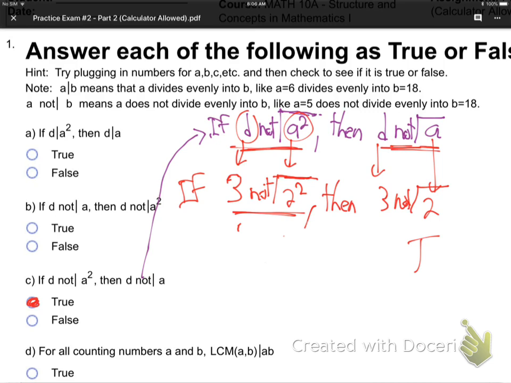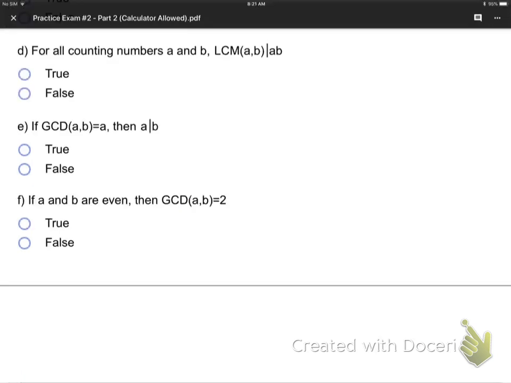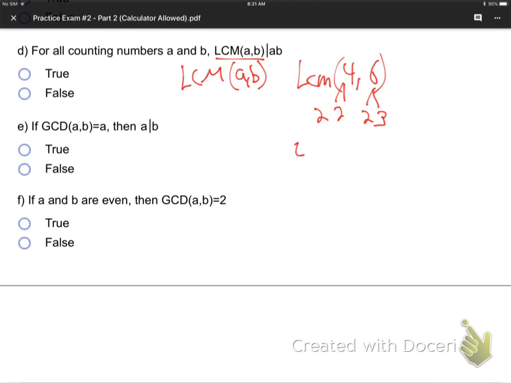So I'm going to go on to D. Now for D, we're talking about the LCM. I think we've got to be super clear, first off, what the LCM is. What's the LCM of two numbers, the LCM of A and B? Let's say they ask, what's the LCM of 4 and 6? Well, you break the 4 down, 2 times 2, and the 6 down, 2 times 3. Then you write 4 is 2 squared, 6 is 2 times 3.